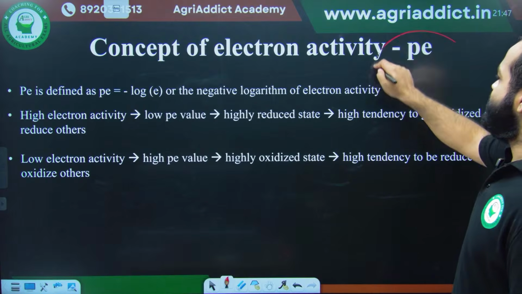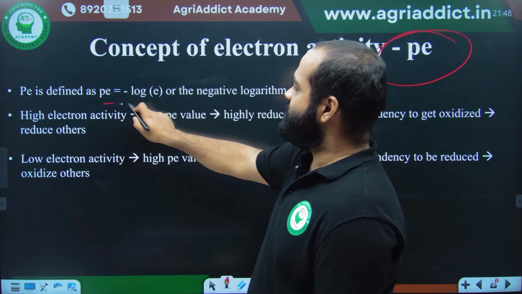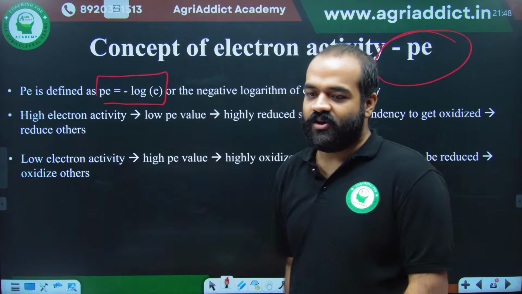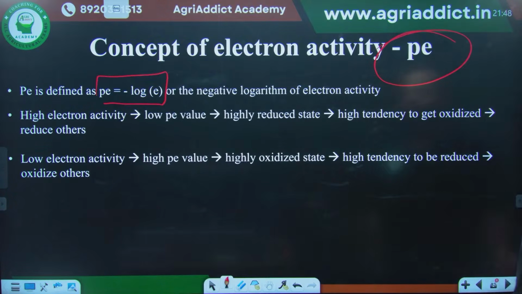Concept of electron activity or PE. PE is defined as PE is equal to minus log of electron activity. We all know it is the same as pH, which is minus log of H plus ion activity. So it is the negative logarithm of electron activity.